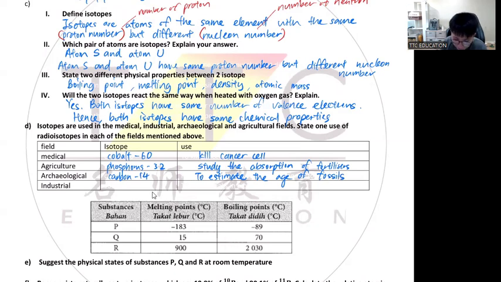And for industrial we have sodium-24. Sodium-24 for what? To detect leakage in pipes.